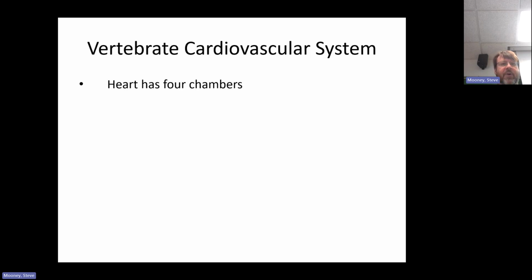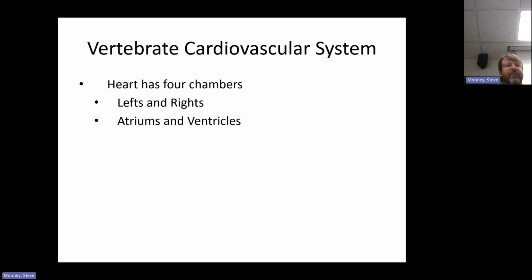So if you're looking at the vertebrate cardiovascular system, your heart has 4 chambers. Anybody here done the frog dissection somewhere along the way? How many chambers does their heart have? 3, right? 2 atria and 1 common ventricle. It's not the most efficient system, but they tend to be a little bit smaller and they can get away with that. They're also cold-blooded. They don't need as much oxygen to survive.